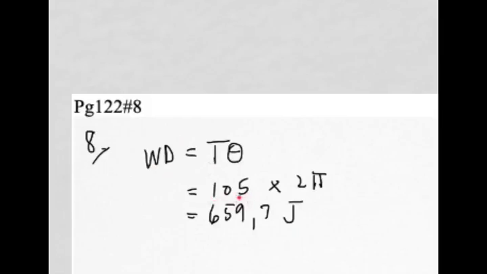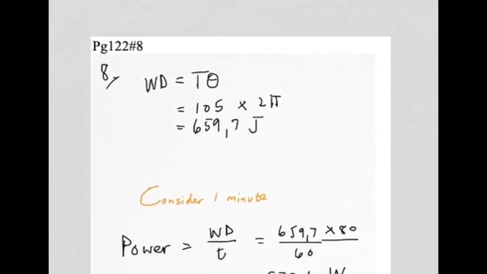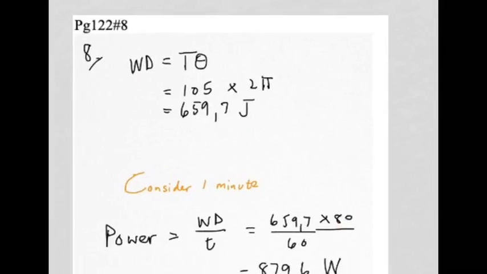And they said it was 105 Newton meters, that's the torque, and one revolution is in fact 2 pi radians. So 659.7 joules is the amount of work done. Then let's consider 1 minute. So in 1 minute, the work done would be 659.7 times 80, because remember it did 80 full revolutions in a minute. And we put in time below because we are trying to find power.